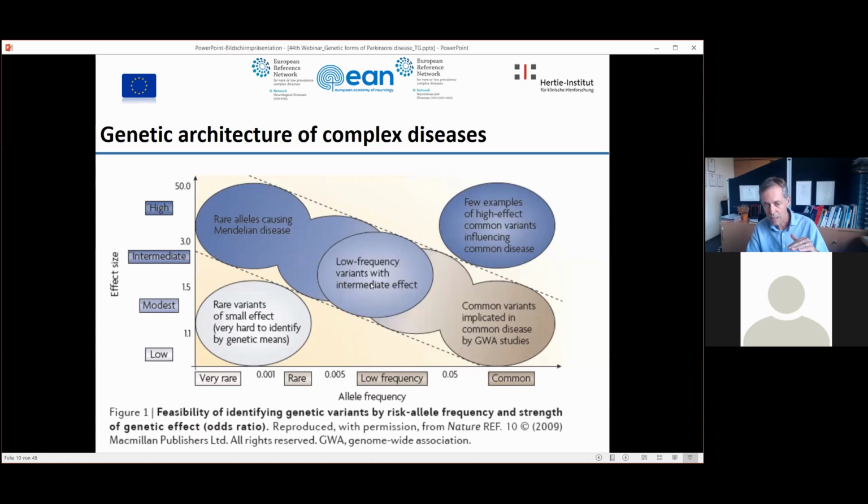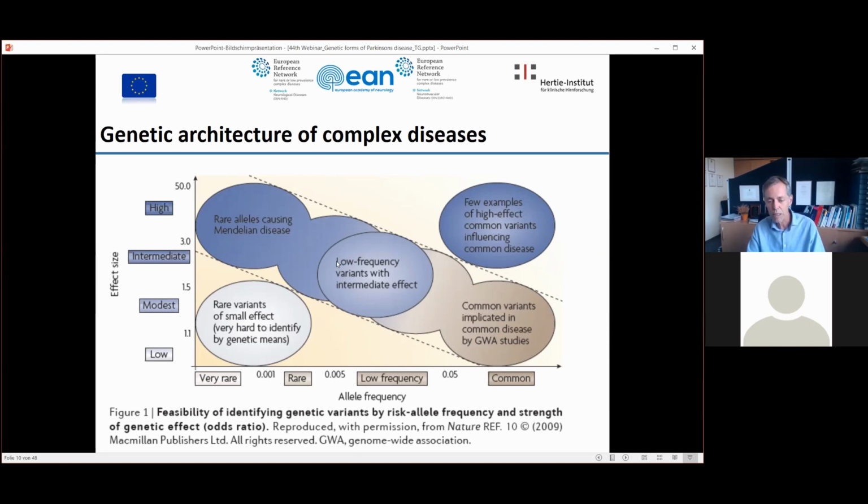There's an intermediate class, low variant frequencies with an intermediate effect. Those are risk factors, and we will see what that means in the case of Parkinson's disease. And then there are relatively common variants that occur in 10, 15, 20, or even more percent of the individuals. They can be risk variants for a disease, but they have a relatively low effect. Their effect strength is on the order of 1.1 or 1.2, so they only increase the probability to develop a disease by a few percent. The rare alleles increase the probability of a disease by a lot.